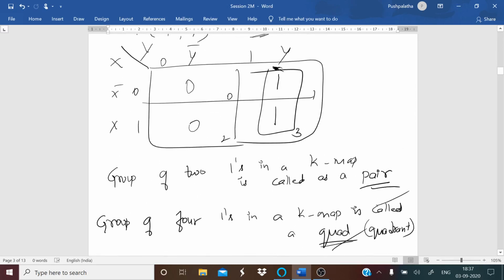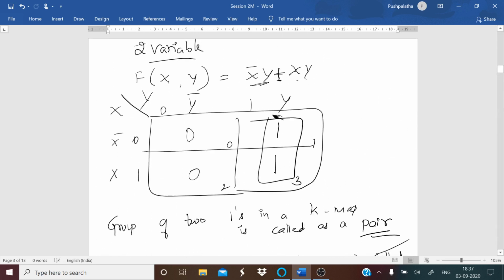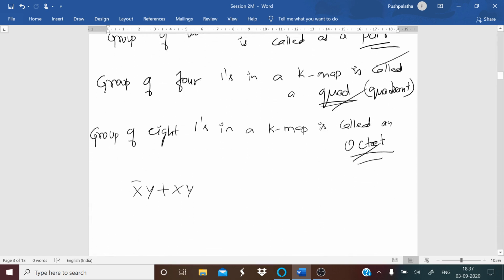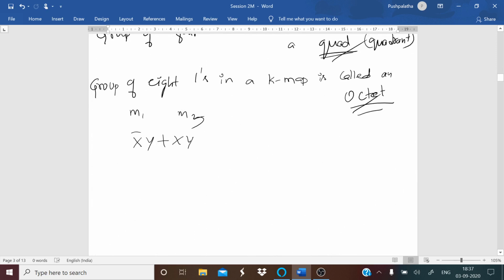So now you have your 2 ones here. How are you going to solve this? You have it as x bar y plus xy. Right. Now what you have to see here, x bar y plus xy, that is m of 1 and m of, sorry, 3, right? 1, 3. Now what you have to do here is see to it that the variable which changes its state from the normal form to the complement form, if it changes, you remove that. Do not take it into consideration.